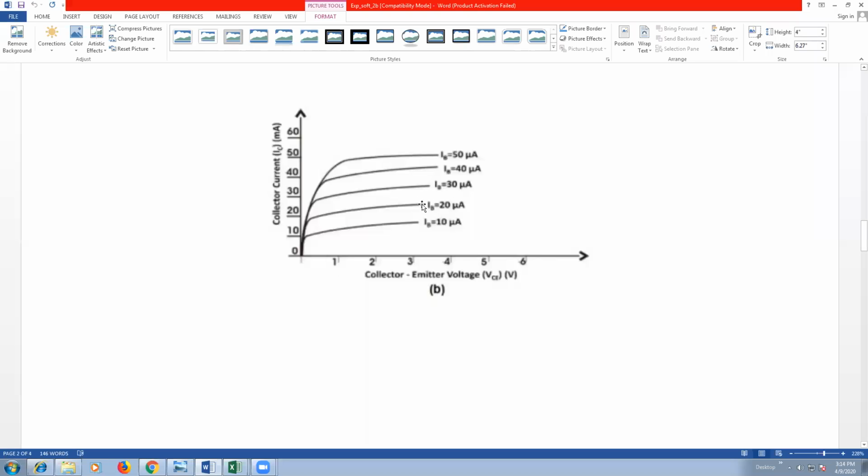For the next one, we keep IB at 20 microampere, and this is another graph. Then IB of 30 microampere gives another curve, and IB of 40 microampere gives another parallel curve. All these are characteristic curves. If you take three or four saturation readings, that is, if you see the same type of ICs, then you can leave that set of readings.